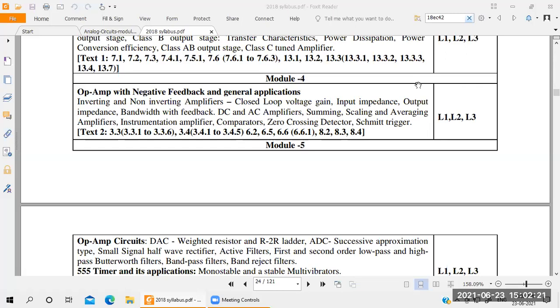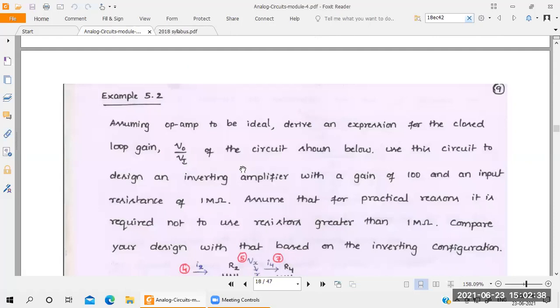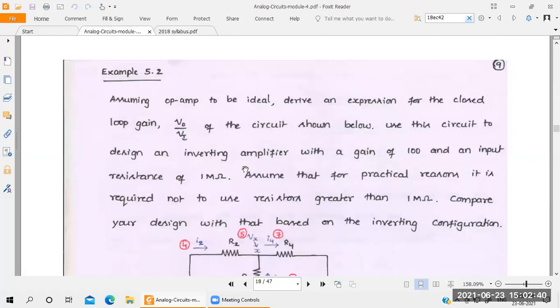So in the previous class, we started with the inverting amplifier. We discussed the derivations for the inverting amplifier: closed loop voltage gain, input impedance, output impedance, and bandwidth feedback, right? Next we'll move on to a problem. So what is the given problem here?